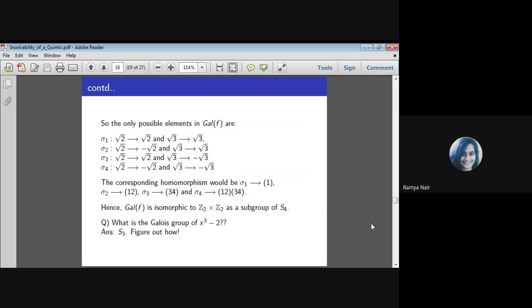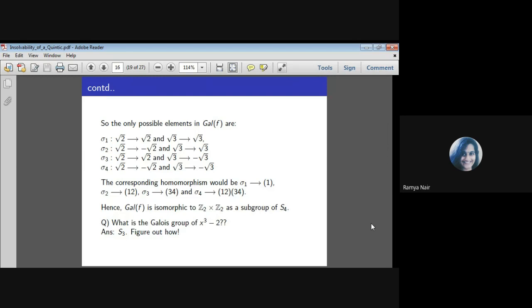So here, since square root of 2 cannot go to square root of 3, these are the only 4 possible permutations that you can have. The first one fixes everything. The second one just permutes square root of 2 and square root of minus 2 and fixes root 3 and the other 2. So corresponding to these, you have maps into elements of S4 because you have 4 roots over here.